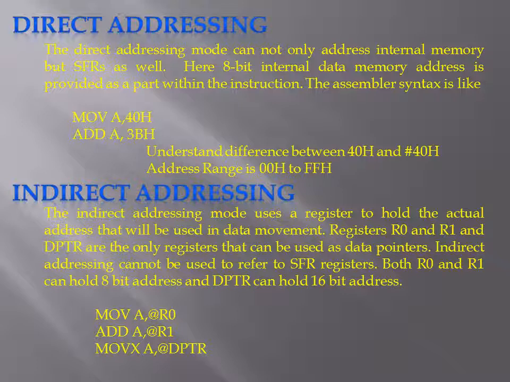In the same way, we have the data pointer DPTR as the address, but DPTR holds a 16-bit address. So the data pointer is used as a pointer to move the data from memory to a particular register, here A, the accumulator.